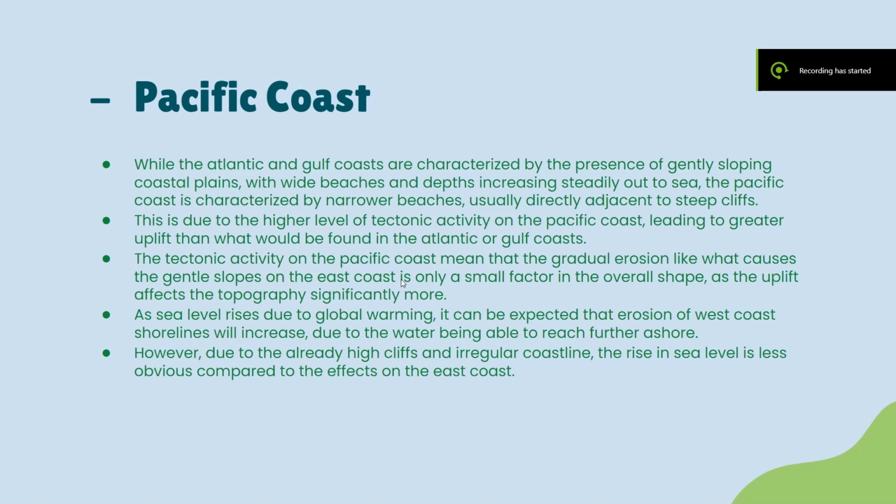Okay, Pacific Coast. Well, the Atlantic and Gulf Coasts are characterized by the presence of gently sloping coastal plains, with wide beaches and depths increasing steadily out to sea. The Pacific Coast is characterized by narrower beaches, usually directly adjacent to steep cliffs. This is due to the higher level of tectonic activity on the Pacific Coast, leading to greater uplift than what would be found in the Atlantic or Gulf Coasts.